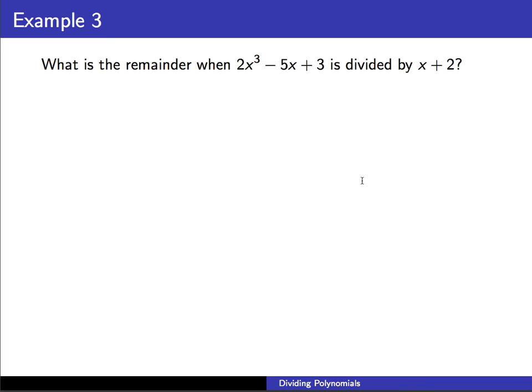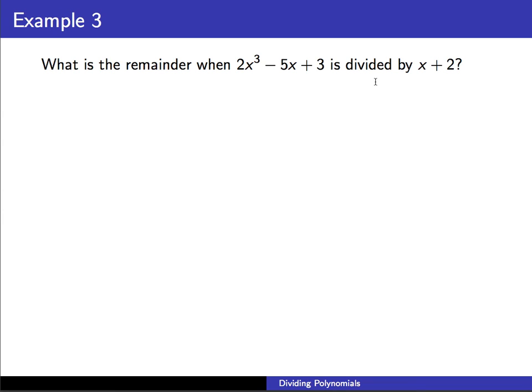So let's take a look at an example so it might be a little bit easier on us here. Example 3: what is the remainder when 2x cubed minus 5x plus 3 is divided by x plus 2? Now, we could figure out what the remainder is by doing the polynomial division. We'd have to remember we have a 0x squared to fill in. So we could go through and do all the division and then figure out from there what the remainder is. However, the remainder theorem is a quicker method to do that.